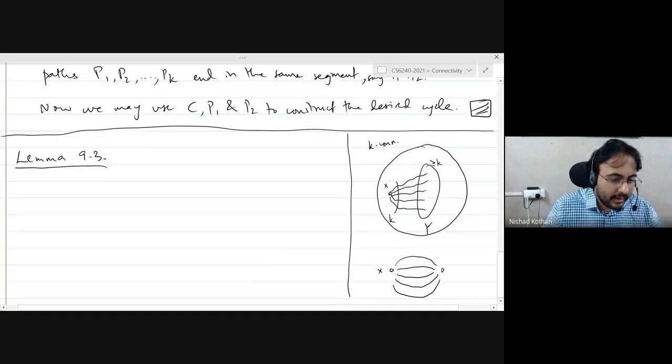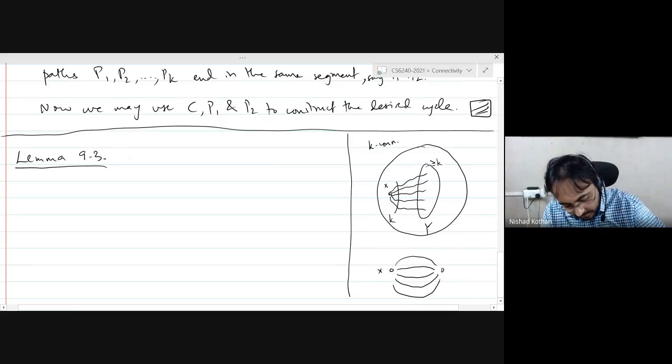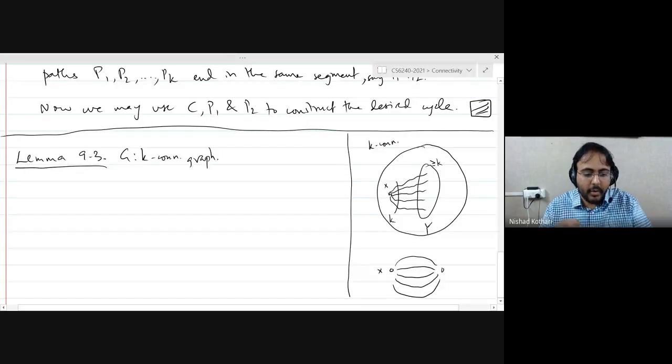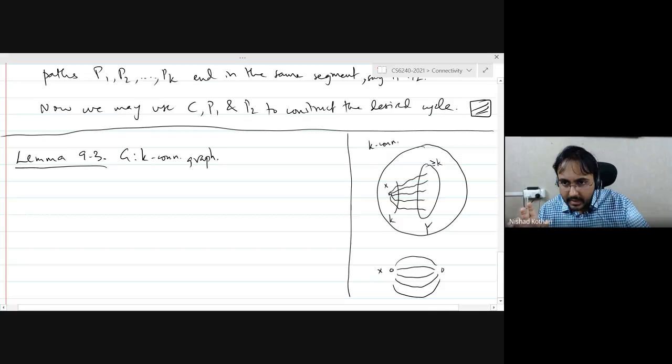So the lemma is, you take any k connected graph and we are going to add a vertex to this graph and we are going to join it to at least k other existing vertices of the graph. Then the conclusion is that this resulting graph is also k connected.